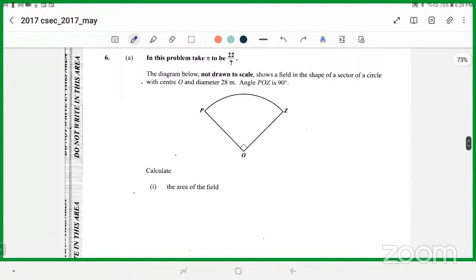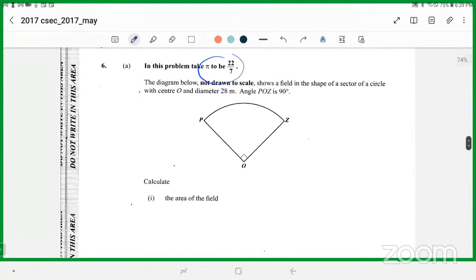Next one. Number 6 is circular measures, and you know because they're telling us what we must use pi as. The diagram below, not drawn to scale, shows a field in the shape of a sector of a circle center O, and the diameter is 28. We don't work with diameter, so I'm going to write the radius is 14 from now. Everything we tend to work with radius. So if the diameter is 28, then the radius is 14. Write that down from now. All right? 14 meters.